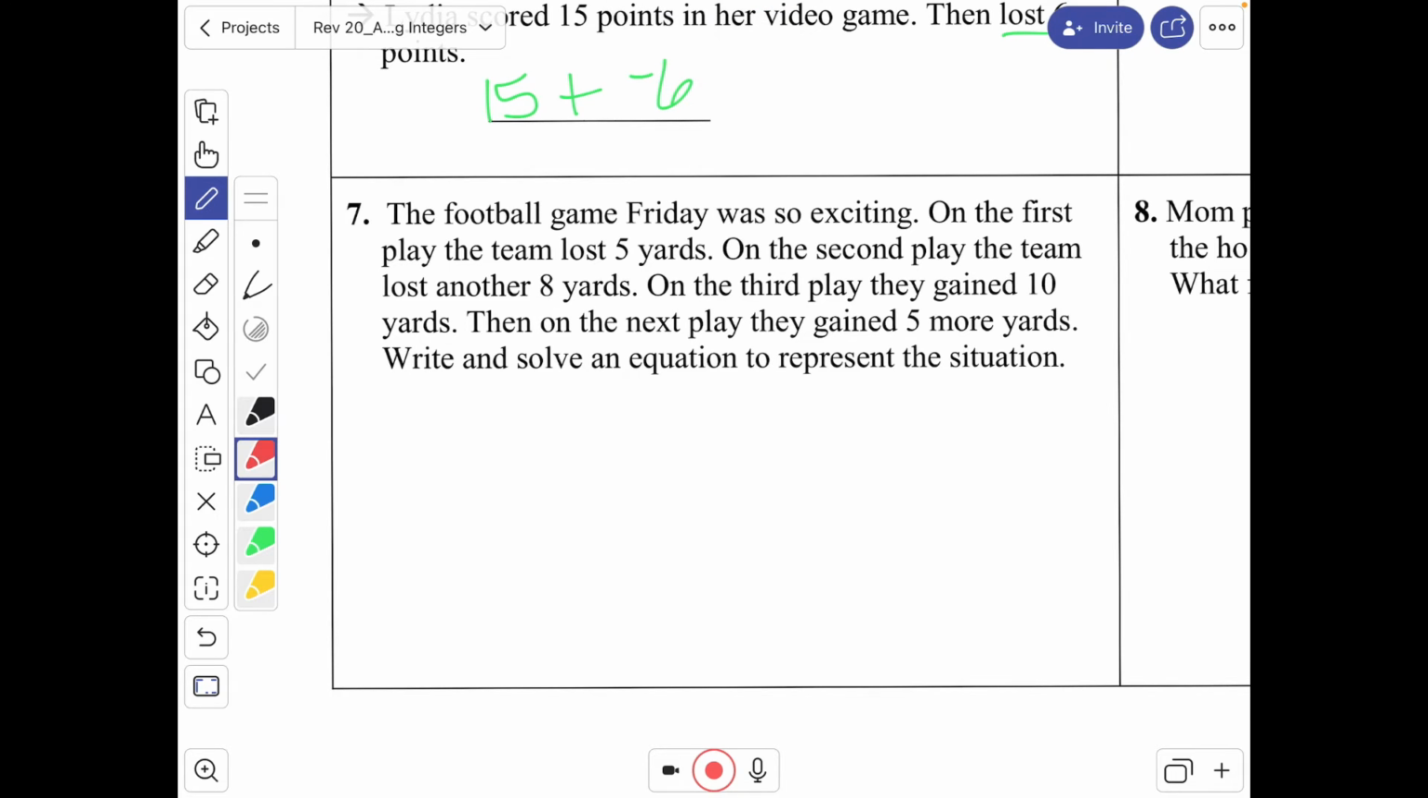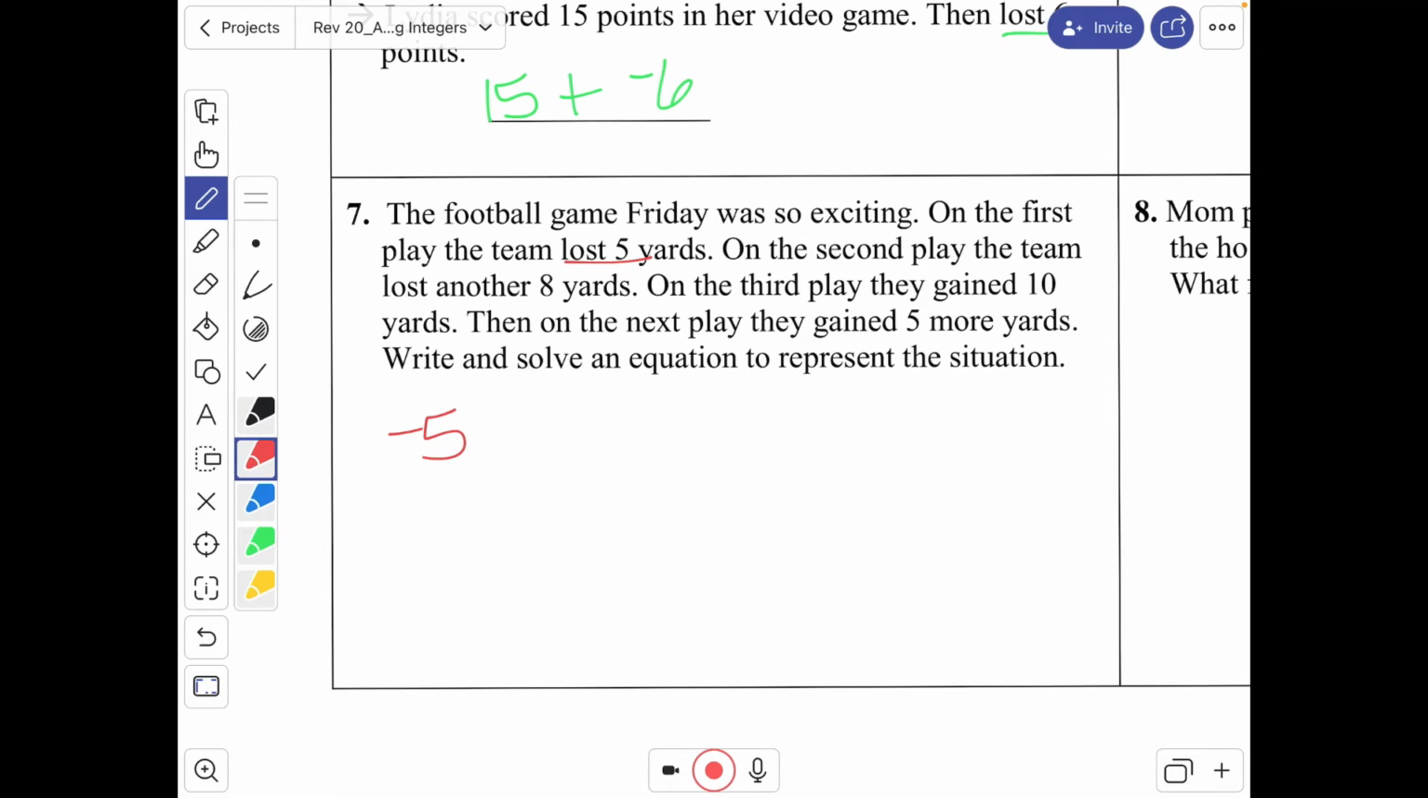Number 7. The football game Friday was so exciting. On the first play, the team lost 5 yards. On the second play, the team lost another 8 yards. On the third play, they gained 10 yards. Then on the next play, they gained 5 more yards. Write and solve an equation to represent the situation.